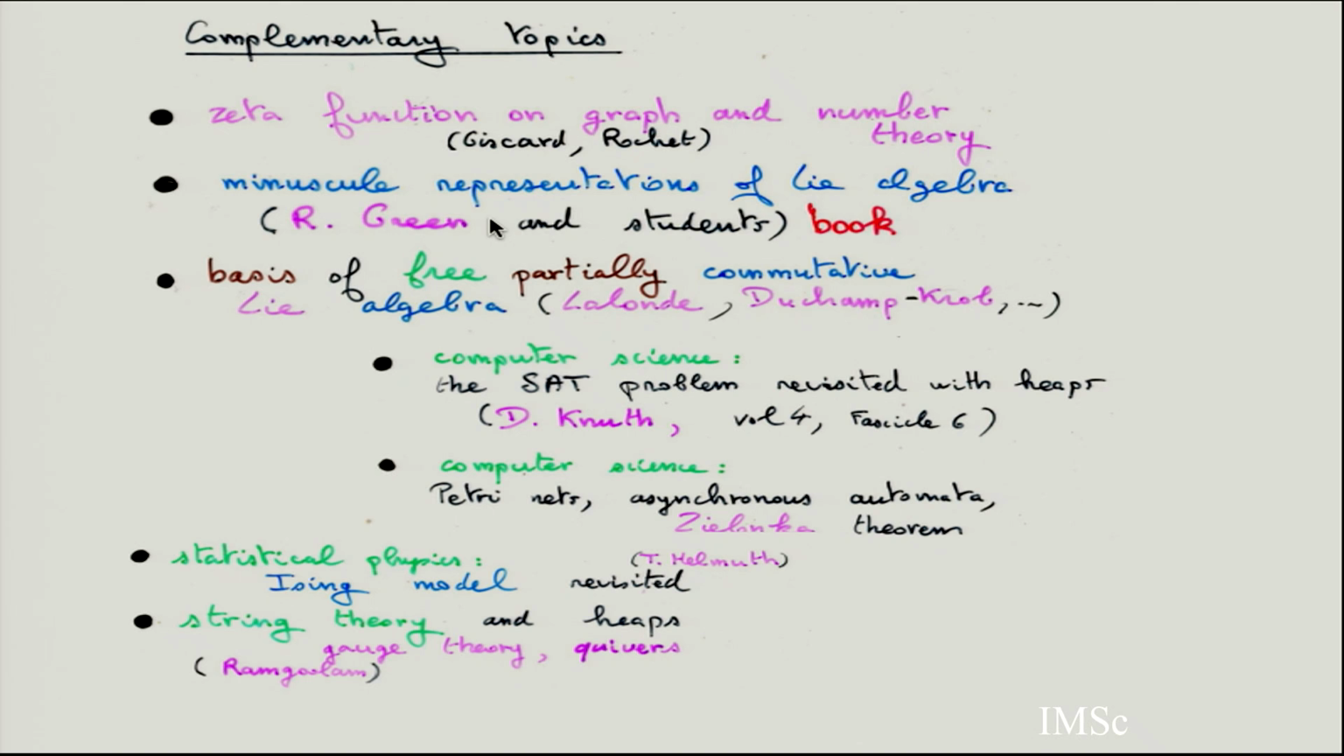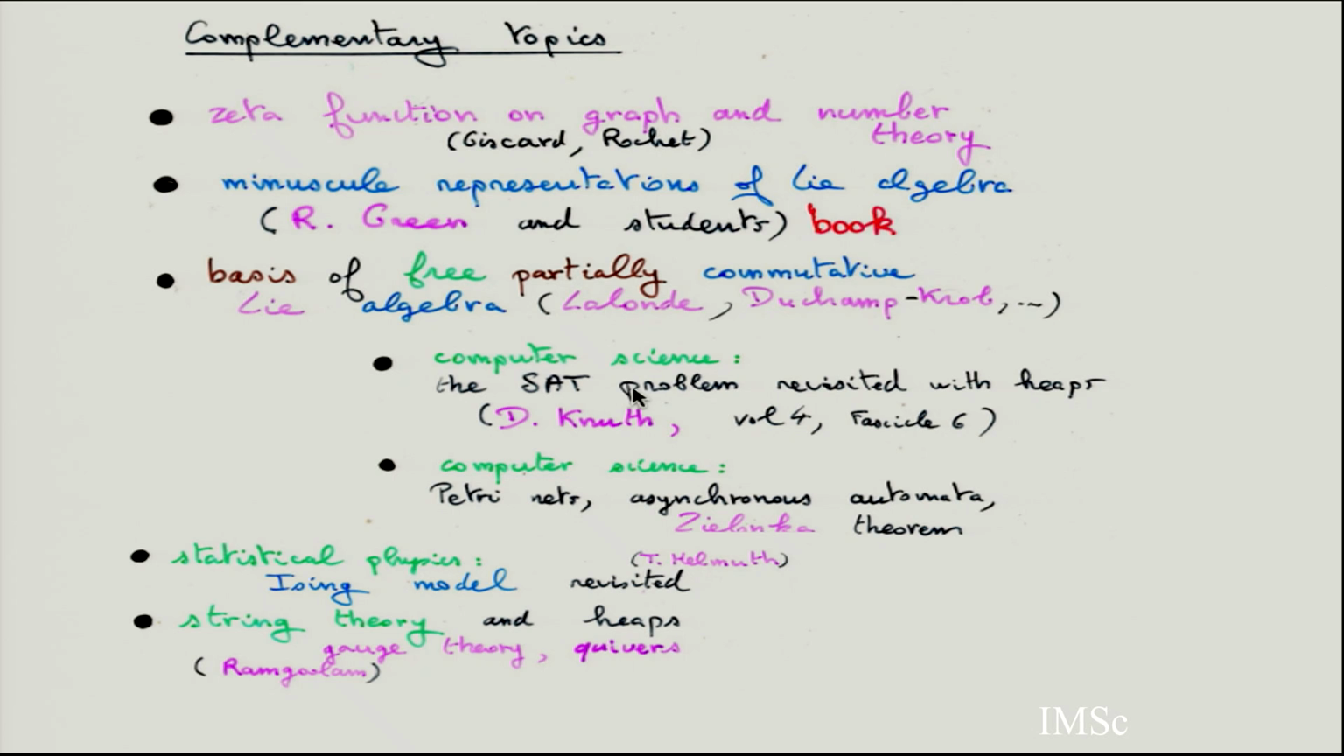There is a whole book at Cambridge University Press on this, and this is representation with some operator acting on heaps. You delete a piece, so it's very deep mathematics, and also there is some extension of number theory to zeta function on the graph. This is some active work by Giscard and Rocher nowadays, and basis of free partially commutative Lie algebra. This was a long time ago in the 90s by Lalonde, Duchamp, and many other people also.